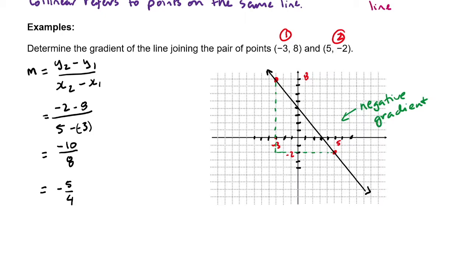And we can see our rise is 10 and our run is 8. So that works out really nicely for us. Okay, let's look at the next. That's all we have to do for that one. Let's look at the next one.